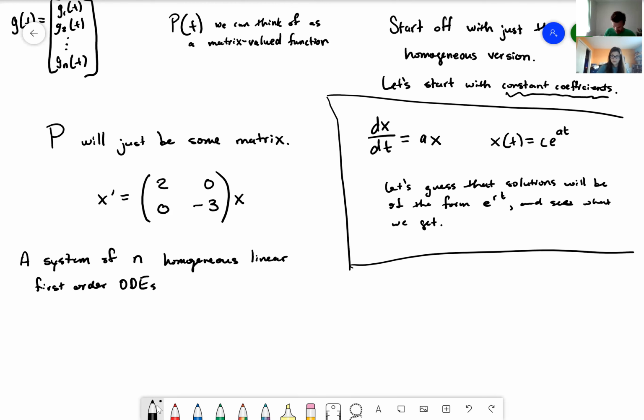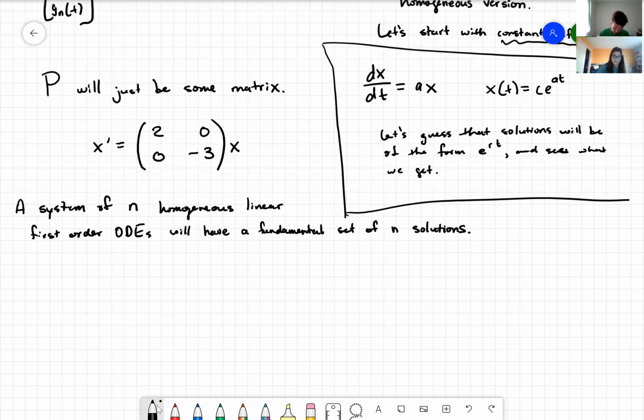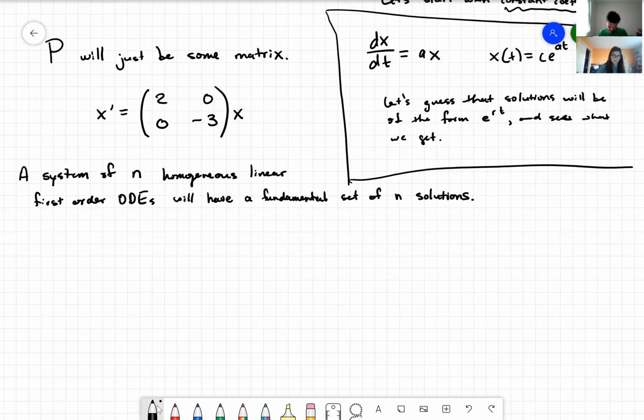So a system of n homogeneous linear first order ODEs will have a fundamental set of n solutions, and all the other solutions will be linear combinations of those. Okay, so I'm just going to state this without proof, and we'll jump straight into actually solving some of these.